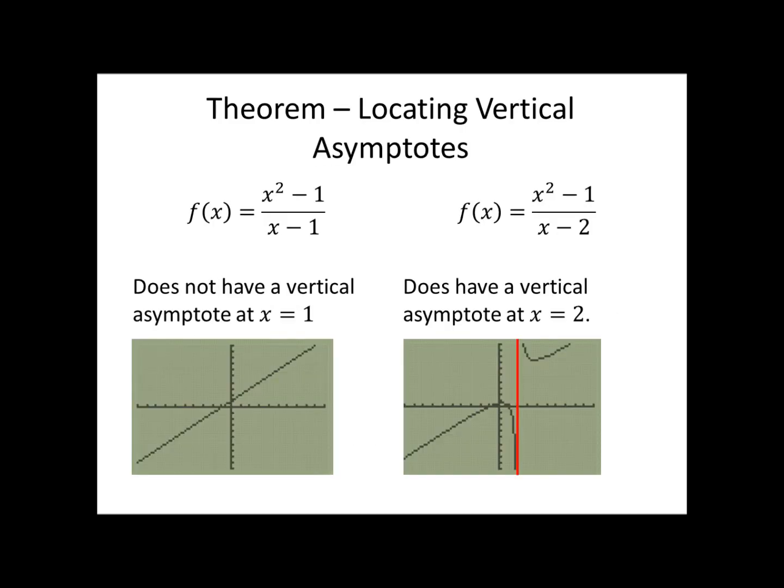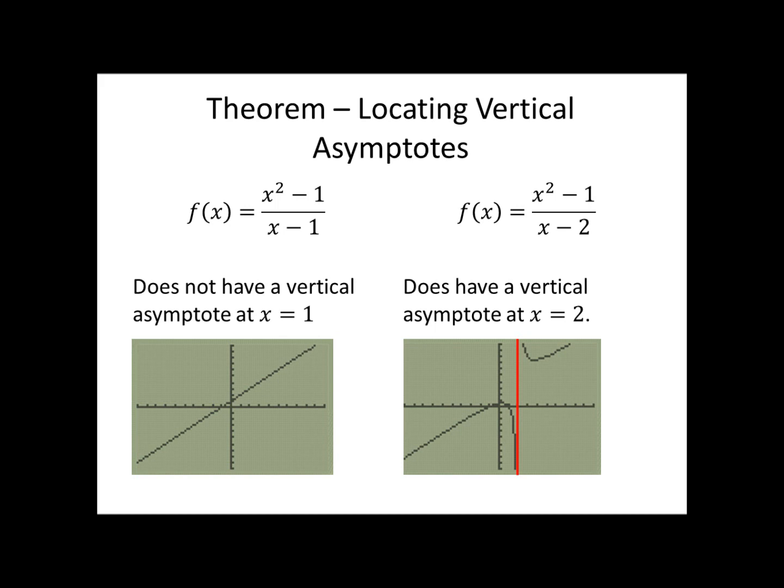Now, let's take a look at two very similar equations that create very different graphs. On the left, we have f of x equals x squared minus 1 all divided by x minus 1. Now, this graph does not have a vertical asymptote at x equals 1, even though if I try to plug 1 into the function, I get 0 on the bottom. There is not a vertical asymptote. We'll talk about why in a second.